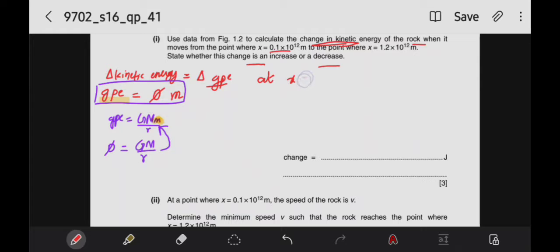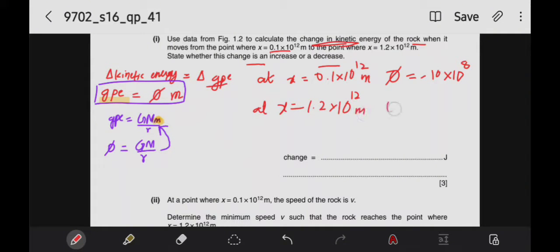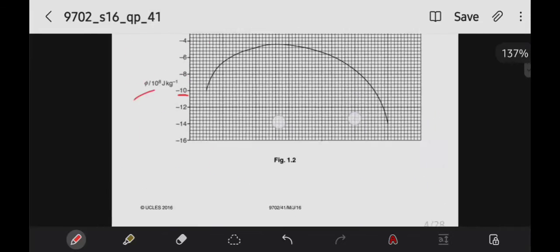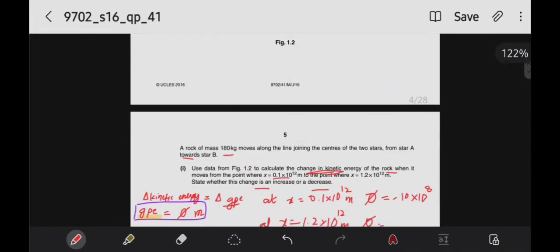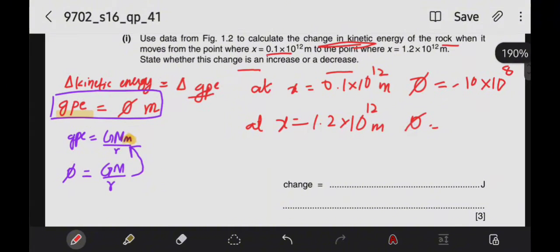At x is equal to 0.1 × 10^12 meters, gravitational potential is minus 10 × 10^8. You do write the units. I'm not writing them right now. And then at x is equal to 1.2 × 10^12 meters, gravitational potential is here, and then it's minus 14 × 10^8.